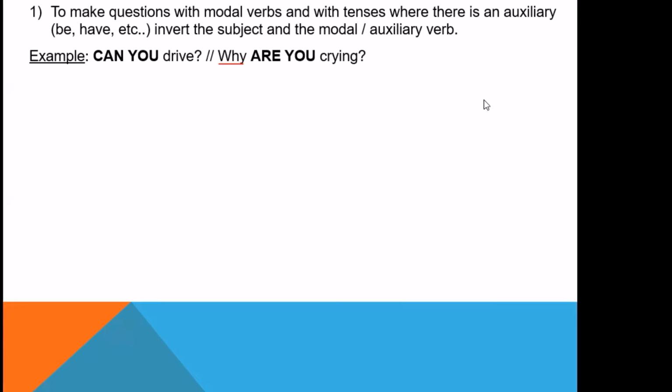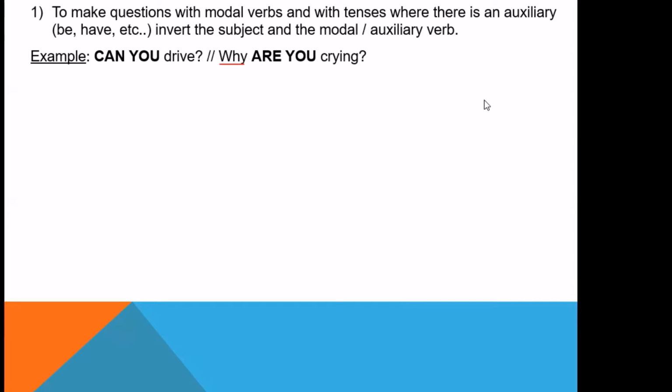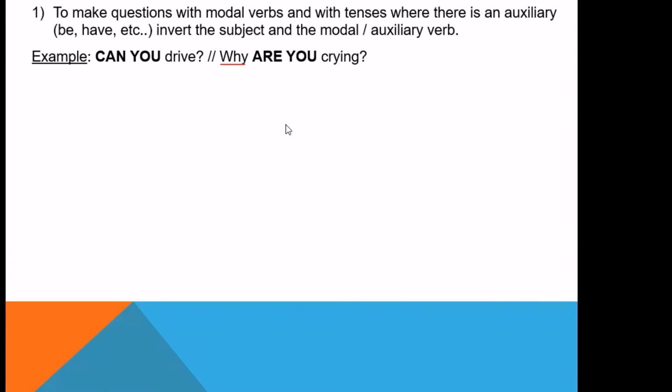That's why I personally consider the structure of the English language very, very simple. If I have here, can you drive? I just have, you can drive. Can you drive? She can drive. Can she drive? Yeah. So it's a very simple language in a matter of structure. Okay, so moving on to our second topic.